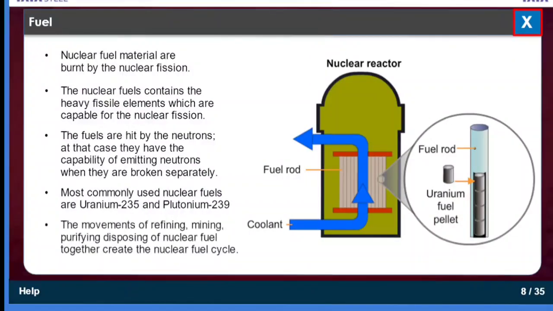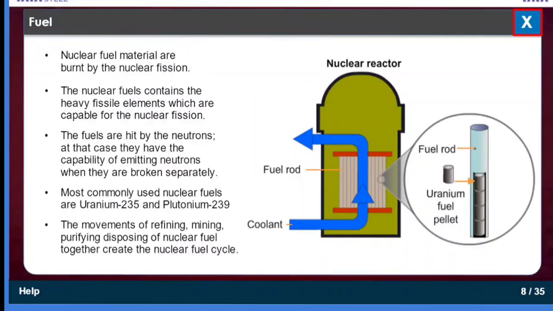The processes of refining, mining, purifying, and disposing of nuclear fuel together create the nuclear fuel cycle. Some other elements produce a small amount of nuclear power by using radioactive decay in generators and in other cases of atomic batteries. In nuclear fusion, tritium can be used as fuel.